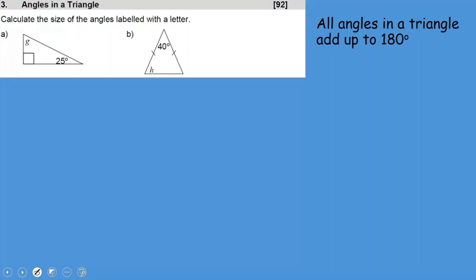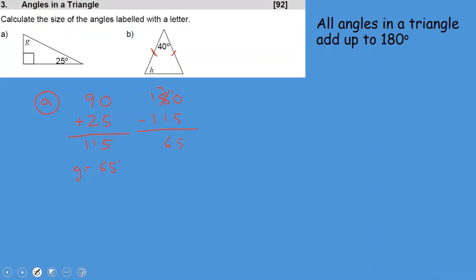Welcome back. So let's have a look at A. So we're given two of the angles. We've got a 90 and a 25. So we add up our known angles and we get 115, and then we take that away from 180. So G must equal 65 degrees.